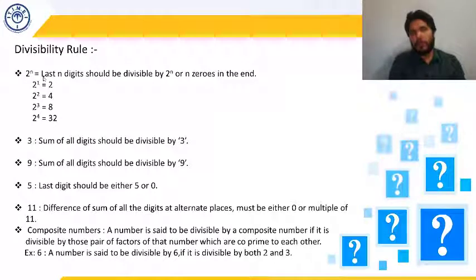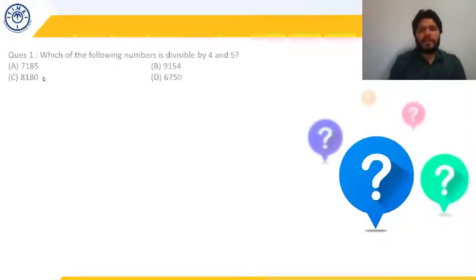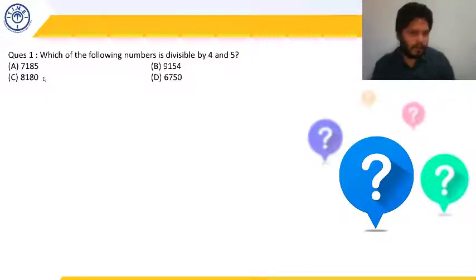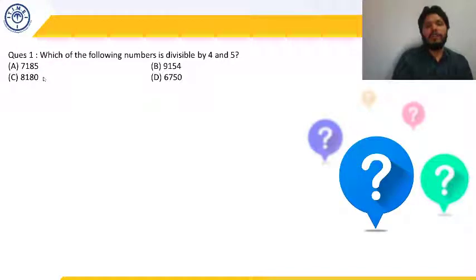So for any composite number, a number is said to be divisible by a composite number if it is divisible by those pair of factors of that number which are co-prime to each other. I hope it is clear to everyone. So we have discussed divisibility rules of some standard numbers. Okay, so let's begin with some examples. Let's start solving some examples of whatever we have discussed till now, all the number tree and the divisibility rules. So let's take some examples.